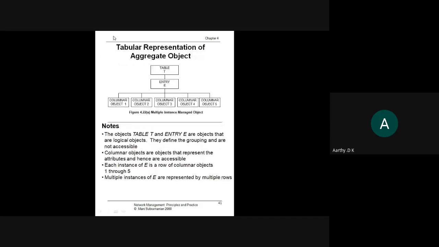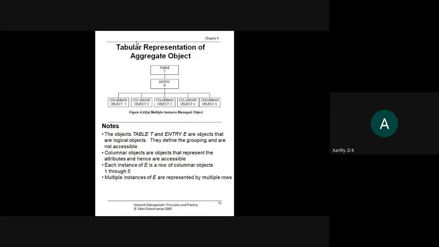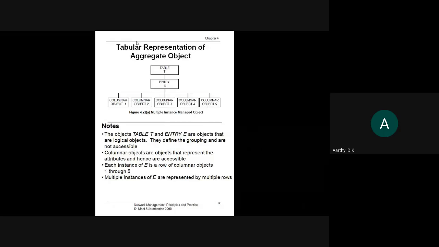So next one is the tabular representation of the aggregate object. As I told you, aggregate means it is a grouping of objects. So you can have a number of objects grouped together into one single object. The example that we are seeing as of now is your IP address table. So the IP address table is an aggregate object which contains all the IP addresses of that particular network, where every IP address is an object.